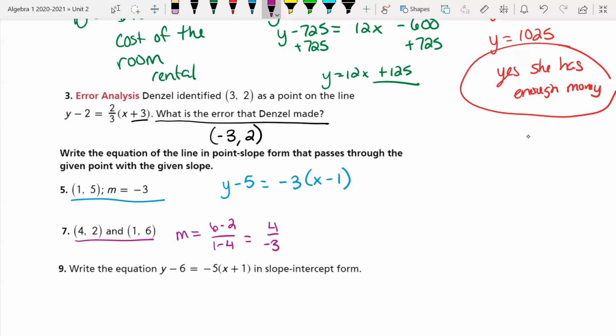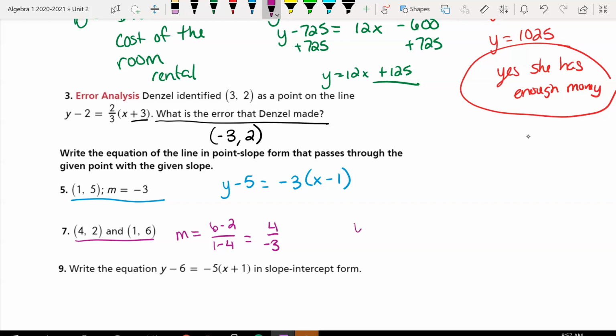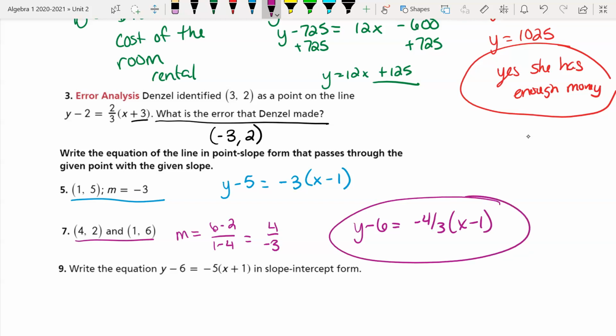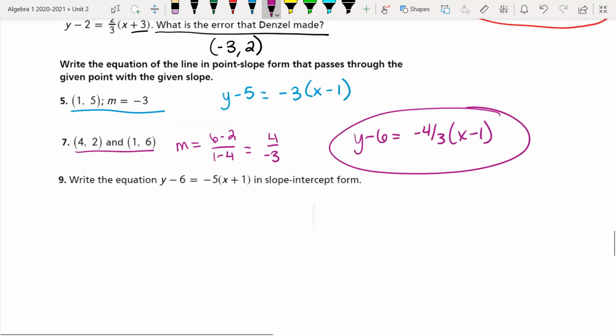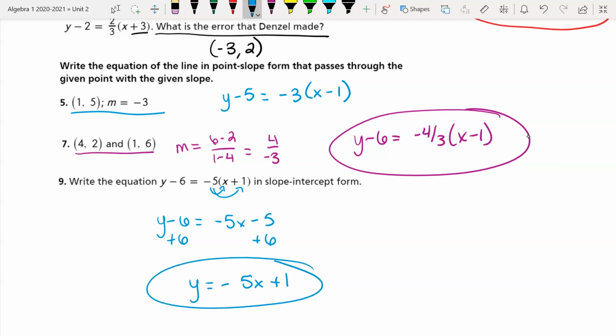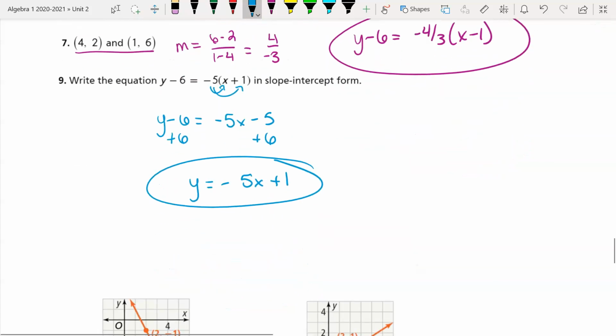My slope is -4/3, so then I'm going to take a point, plug it in, write it in point-slope form. Now this one says write the equation in slope-intercept form, so I want to distribute. And then add my 6 over. And then ta-da, we wrote it in slope-intercept form. So point-slope form, again, translates really, really easily to slope-intercept form.